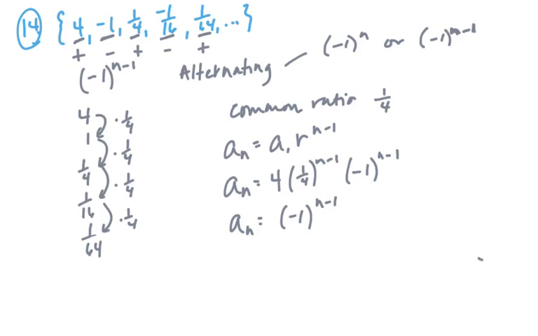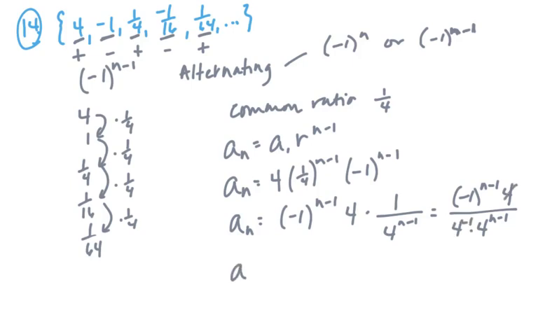And then I'm going to leave this 4 here for just a minute, and we have 1 to any power is still 1, and 4 to the n minus 1. So let's put those on top. Negative 1 to the n minus 1 times 4 over 4 to the n minus 1. Now, this 4 on the top can move to the bottom as 4 to the negative 1 power. You can change the sign of the exponent and put it in the denominator.